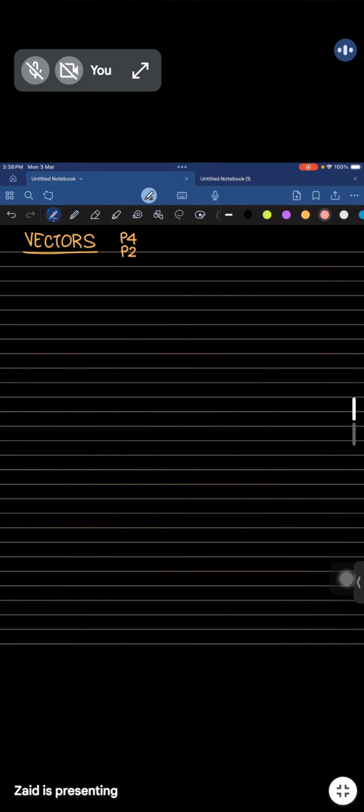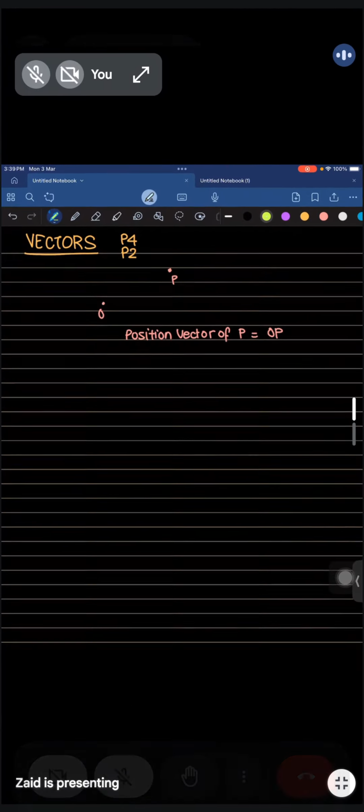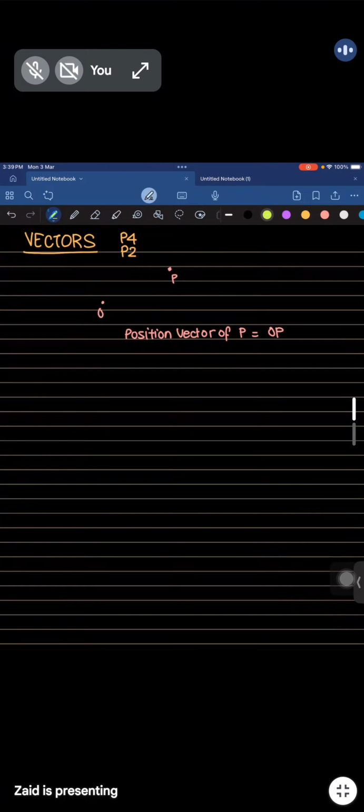First of all, there is an origin called O, the center point. If this is the point P, the position vector of P is going to be OP. What is a position vector? A position vector is a vector which shows the position of a particular point from the origin. So this OP is basically the position vector. In vectors, I draw an arrow like this.